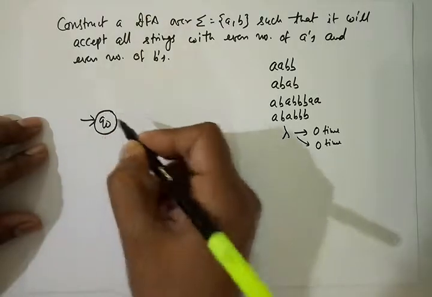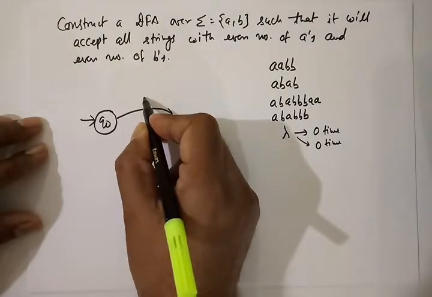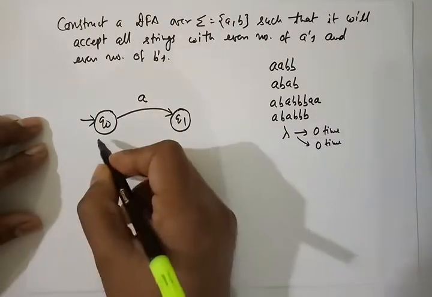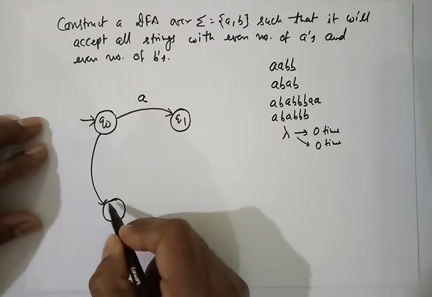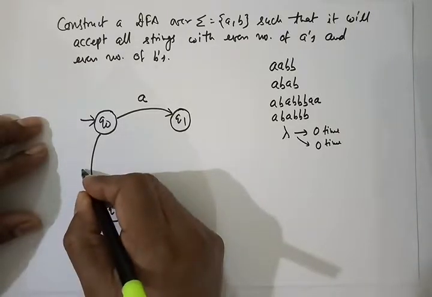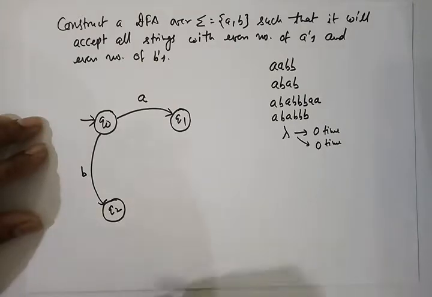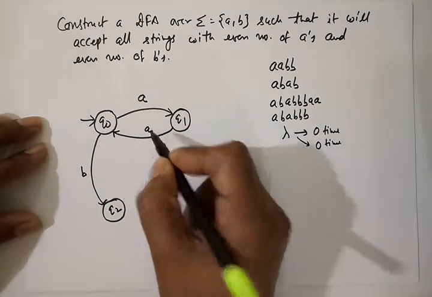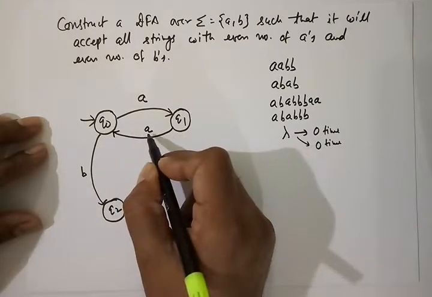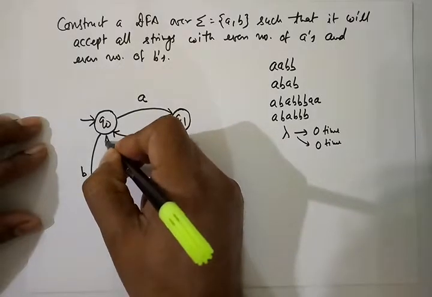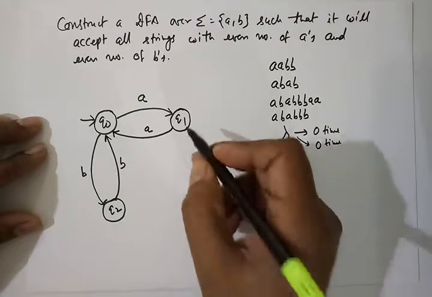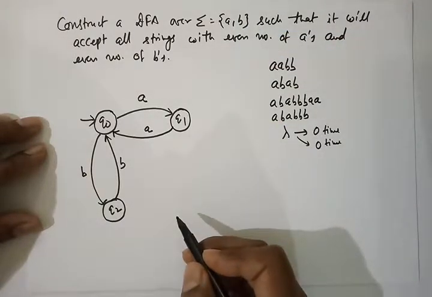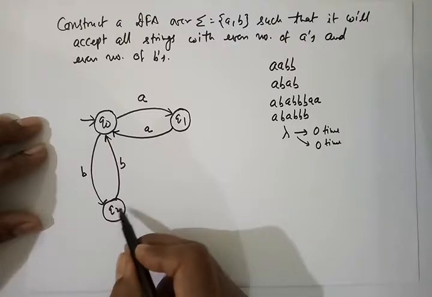We take Q0 as initial state. From this Q0, we take a transition labeled A to a new state, that is Q1. From Q0 to another state Q2, we take a transition with label B. Similarly, because number of A's must be even, we take another A transition from Q1 to Q0, and from Q2 to Q0 with B. Now, transition edges from Q1 for alphabet B are missing. Similarly, transition edges from Q2 with symbol A are missing.